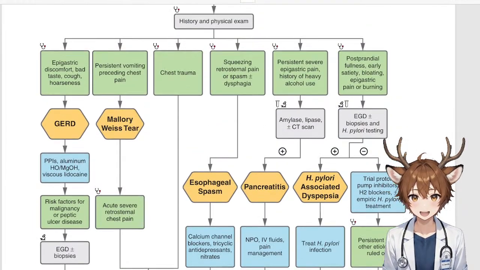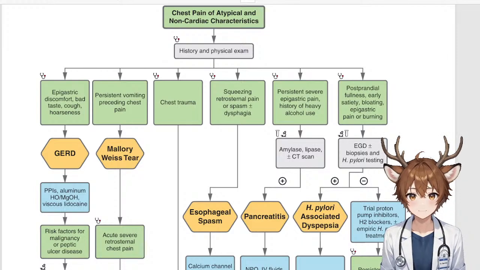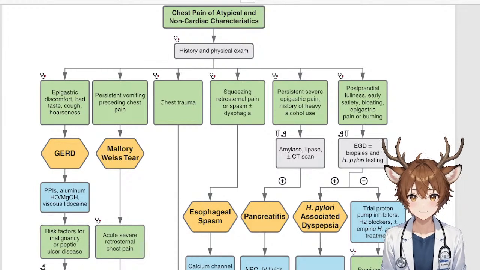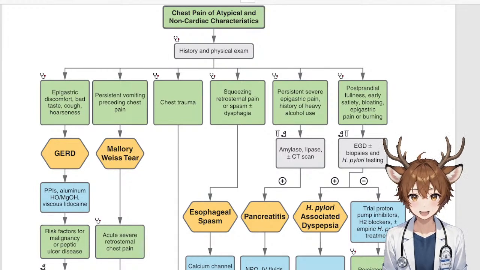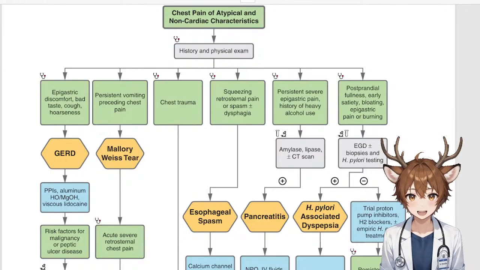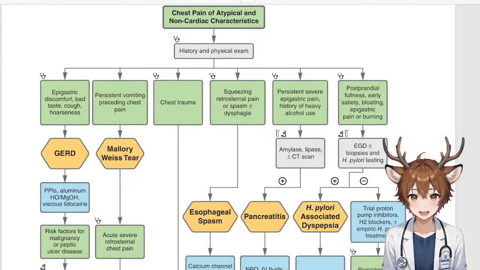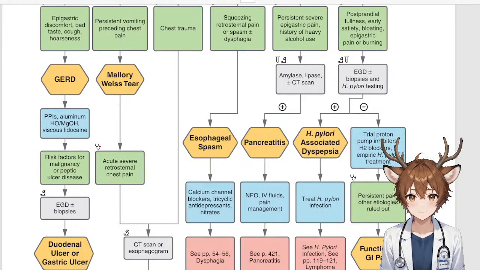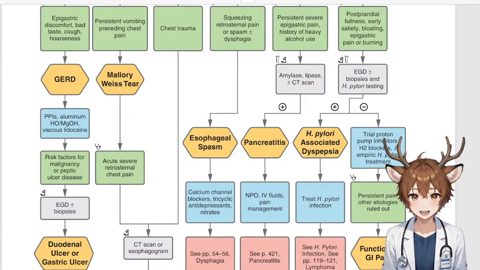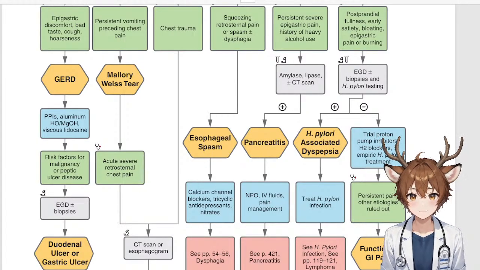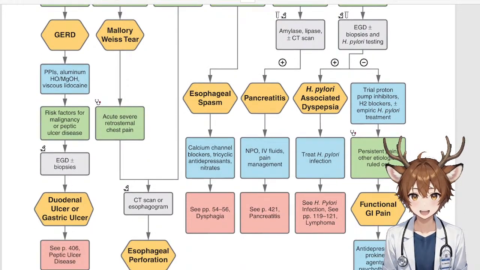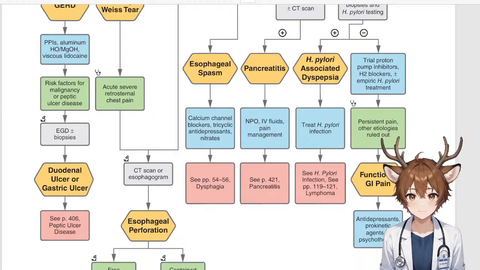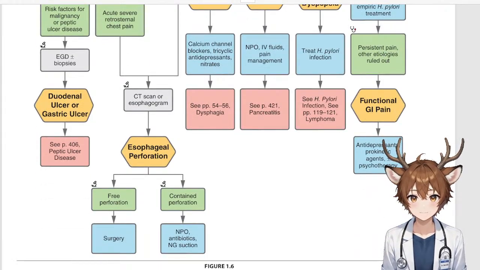What about we have this sort of atypical, non-cardiac characteristic chest pain. This is persistent vomiting preceding chest pain. Think about Mallory-Weiss tear. So let's say we have acute, severe retrosternal chest pain. If we have that retrosternal chest pain, think about doing a CT scan or an esophagram. Think about esophageal perforation.